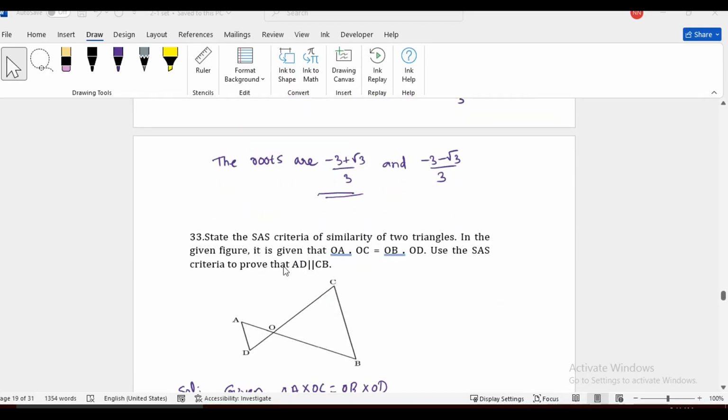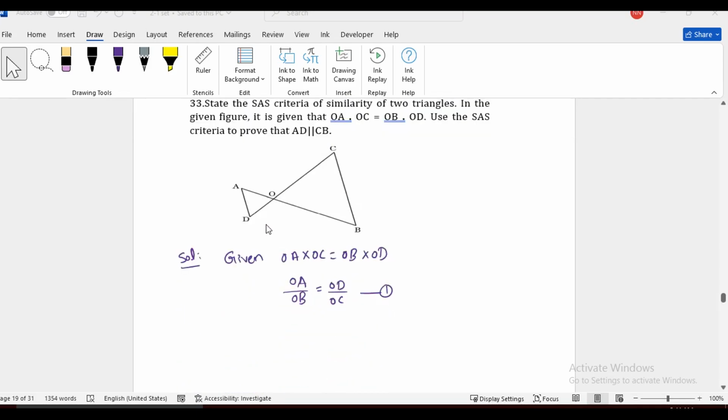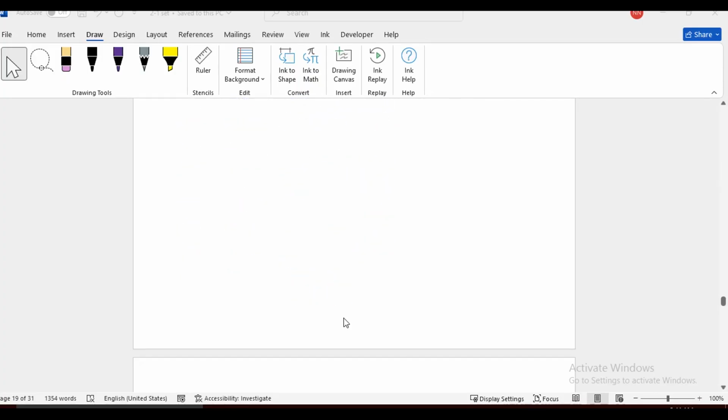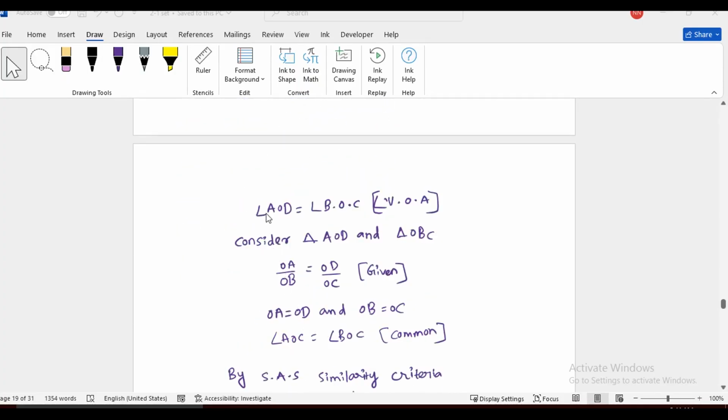Next, question 33. Here it is given OA into OC is equal to OB into OD. Using SAS criteria, we need to prove AD is parallel to CB. Here, first write the given, OA into OC is equal to OB into OD. OA by OB is equal to OD by OC. That is the first equation. Now, angle AOD is equal to angle BOC. Why? Because they are vertically opposite angles.